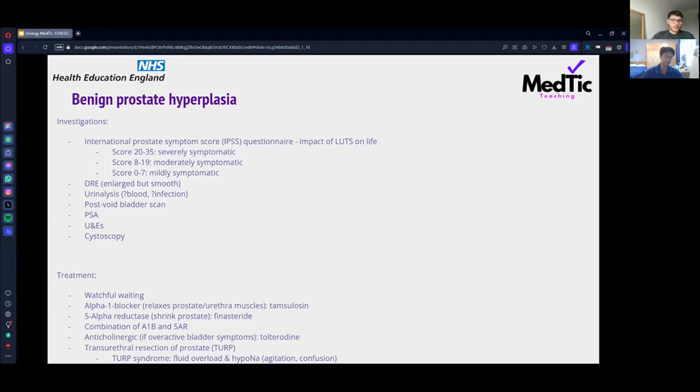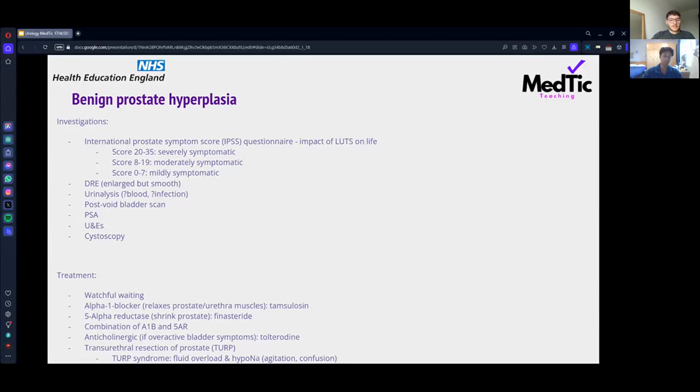DRE is important. So for BPH, it's going to be enlarged but smooth. So urine analysis, again, looking for blood, infection, other causes of the LUTS other than just BPH.